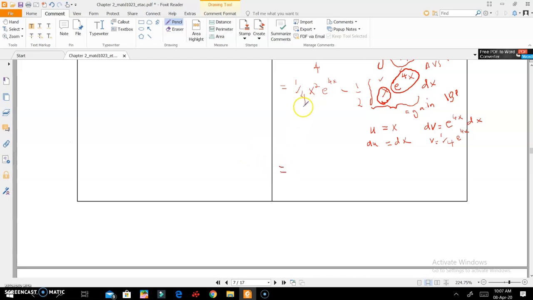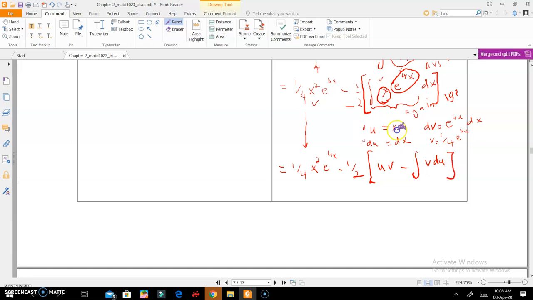Because we already get the answer here, you need to bring it to the bottom, which is you still get 1 over 4 x squared e for x, minus 1 over 2. Starting from the integral up to the dx here, you can start to replace it with the formula of IBP, which is uv minus integration of v du. So this is your new equation of u, du, dv, and v. So let us replace it again.